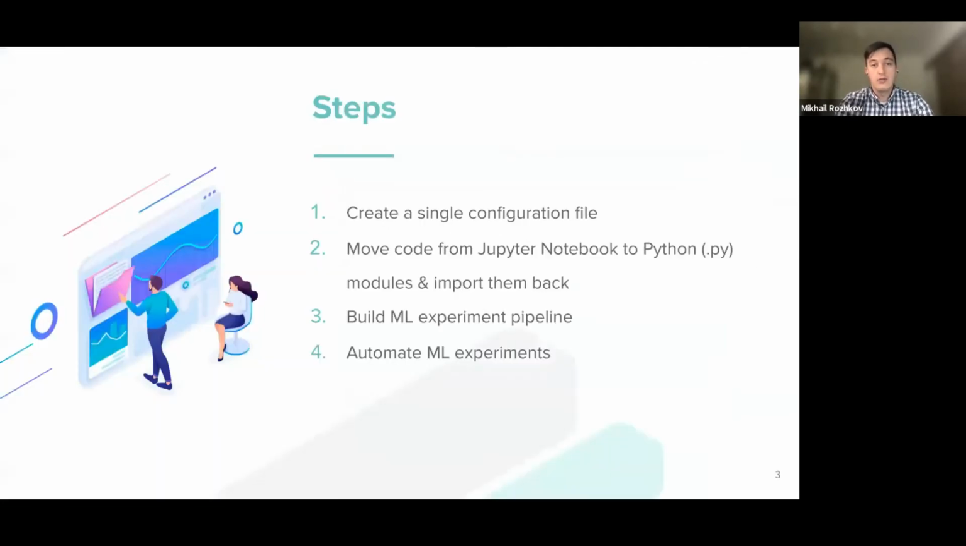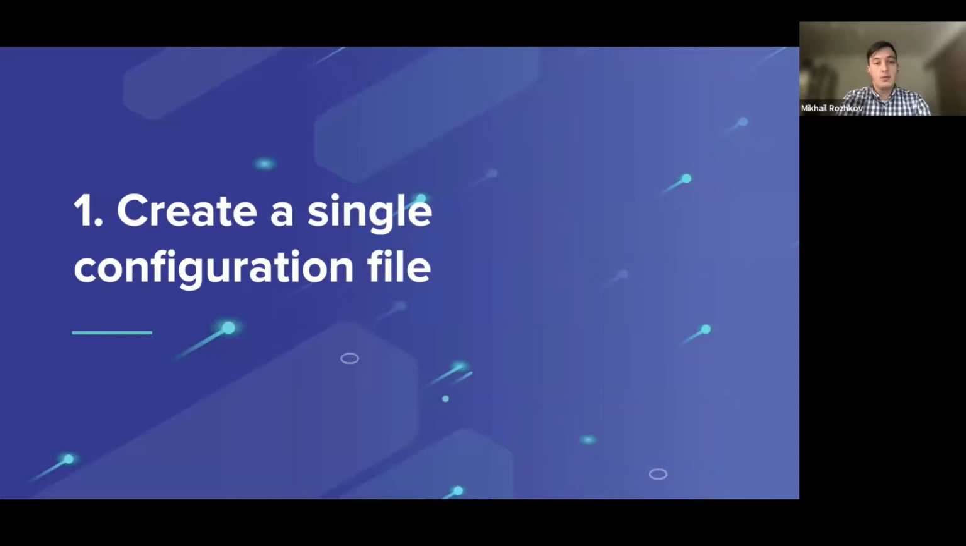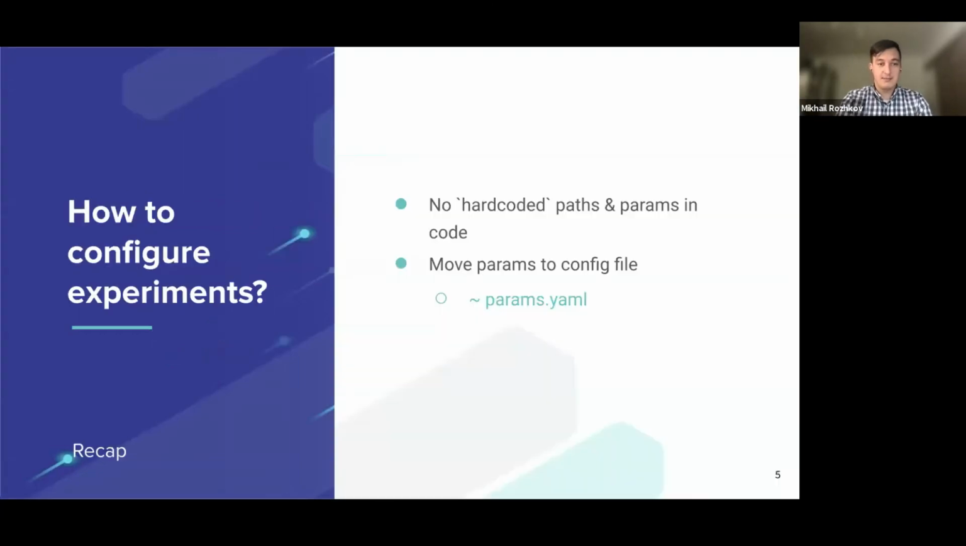So let's start. We'll follow these 4 steps. First, we'll create a single configuration file to keep all configuration parameters for our experiment pipeline in one place, and it will make it the single point to configure experiments and run them. Then we'll move some code away from our Jupyter Notebook to Python modules and import them back into the Jupyter Notebook. And then we'll start building an ML experiment pipeline and automate it. So let's start with the first step.